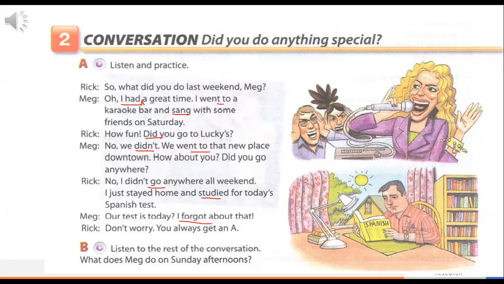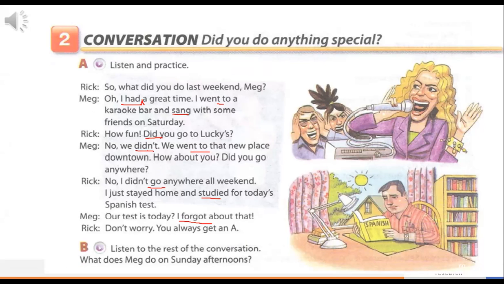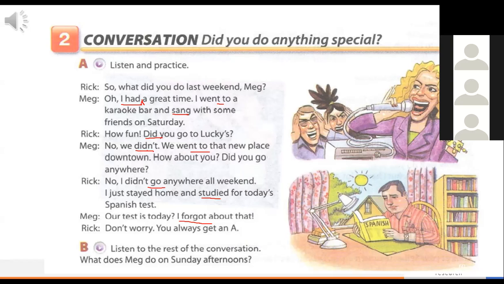Page 59, exercise 2, part B. Listen to the rest of the conversation. What else do you learn about Ashley? She won't tell you her age? No, that's not. Page 96, exercise 9. Page 44, exercise 2, part B. Listen to the rest of the conversation. What does Meg do on Sunday afternoons? Yeah, that's the one. Okay.